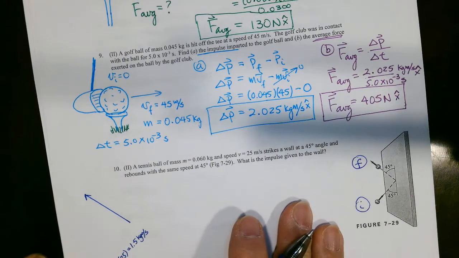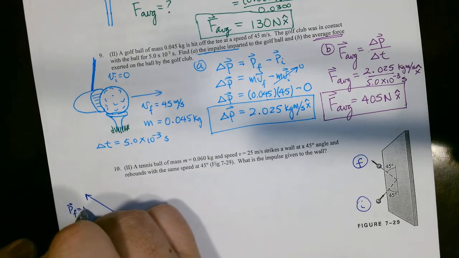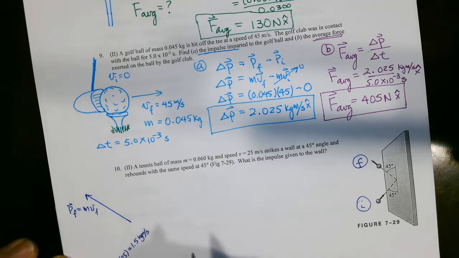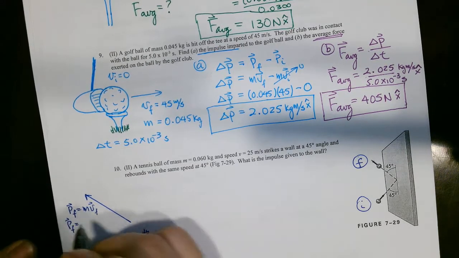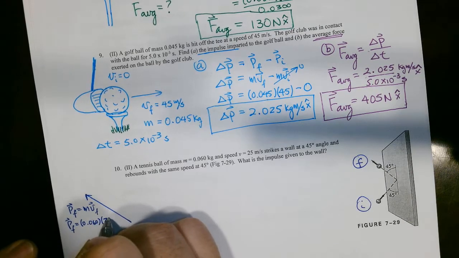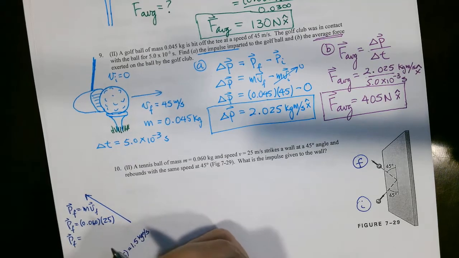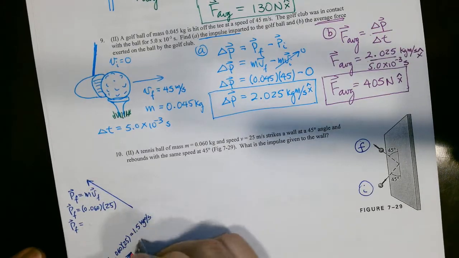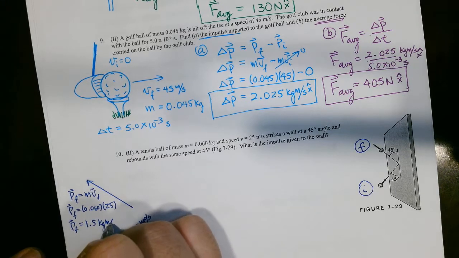So my Pf is equal to m times Vf, right? And my Pf in this case is equal to 0.060 times 25 again. So my Pf is equal to, same as this, which is 1.5 kilograms meters per second.